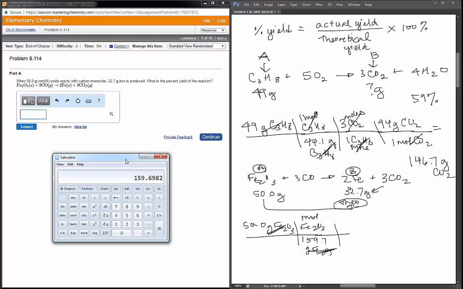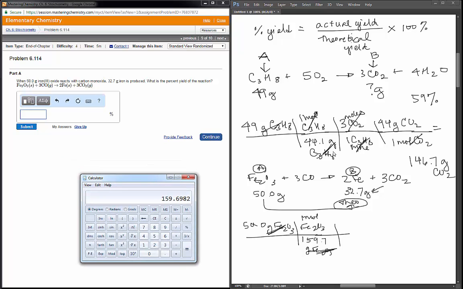Now I'm at moles of Fe2O3 or moles of A, and I want to get to moles of B. That's what the roadmap says I have to do. And in order to do that, I need to use the coefficients of that balanced equation. So we see that 1 mole of Fe2O3 reacts to form 2 moles of Fe. So moles of Fe2O3 cancel. I've got moles of Fe.